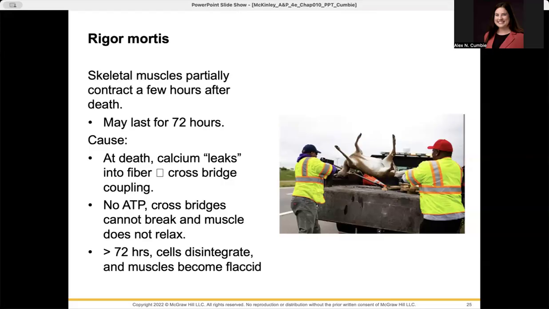Eventually these cells will disintegrate. We won't have calcium perpetuating this process anymore, and eventually the muscles will become flaccid. But rigor mortis is something that can set in within the first few hours of an individual's death, and it can last for a fairly long time, for several days.